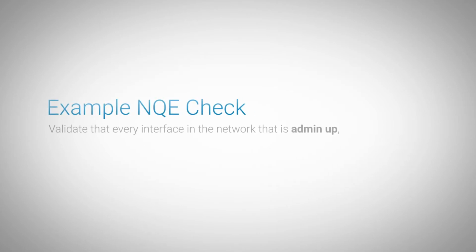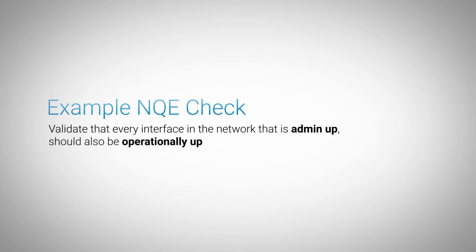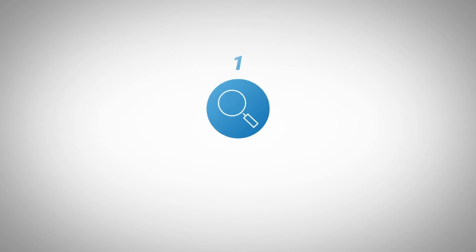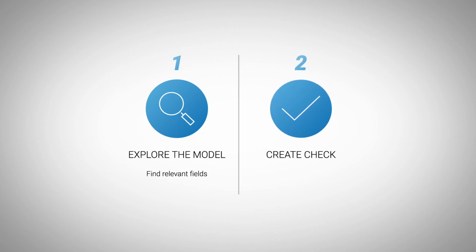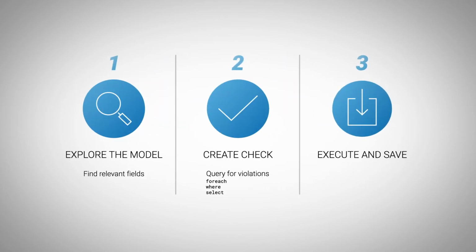This example NQE check will validate that every interface in the network that is admin up should also be operationally up. We'll follow a 3-step process to create this check. Step 1. Explore the data model provided by NQE and find the relevant fields for the check we're trying to create. Step 2. Create the check by querying for violations using 3 simple constructs: for each, where, and select. Step 3. We will execute and save the check. If the query finds violations, the check will fail, and the violations will form the failure diagnosis. If we do not find violations, the check will pass.